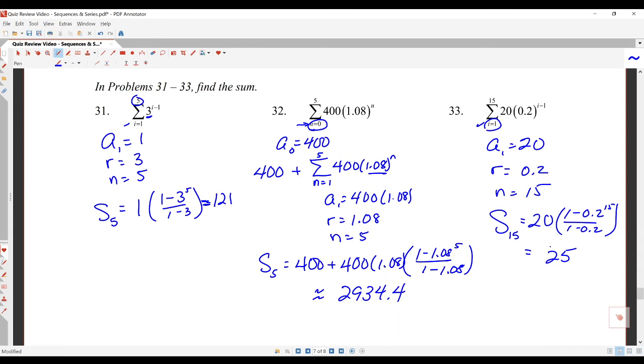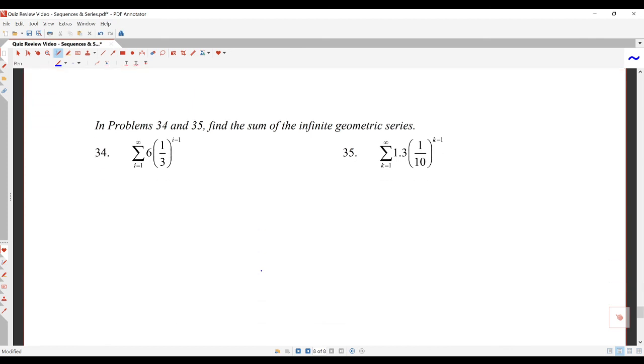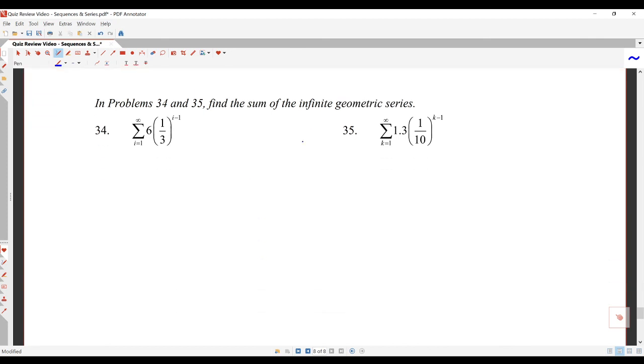All right. And then I'm going to go ahead and say these last two. Actually, you know what? Let's go ahead and we'll do those last two. It won't take so long. Find the sum of the infinite series. So again, if it's an infinite series, the first thing is this base must be less than 1. Okay, or the absolute value must be less than 1. So either it's between -1 and +1. So we are good here. So for this, all I need is A1, which is 6, and R is 1/3.